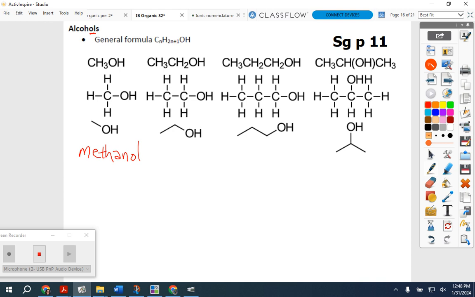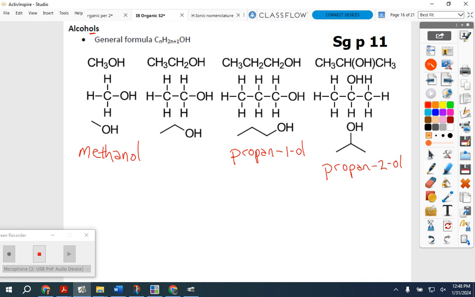So this would be propan-1-ol. So we're saying the ol part is on carbon number 1, versus this one, which is propan-2-ol. Okay.